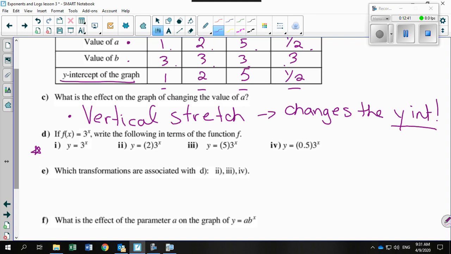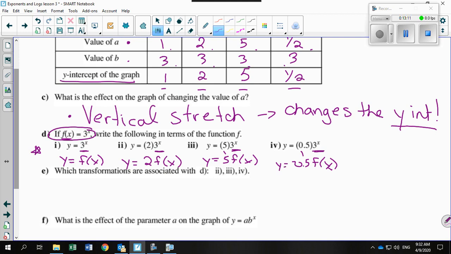So this takes us all the way back to our first chapter when we want to write this in terms of f of x. Here, 3 to the power of x is f of x, so this is just y equals f of x. But here, there's my f of x, which is my 3 to the power of x, but I now have a 2 in front of it. Here, there's my f of x, but I have a 5 in front of it. And then here's my f of x, and I have a 0.5 in front of it. And that's just writing it in terms of f of x. So if a question ever asks you, write it in terms of a function f, that is all we do.